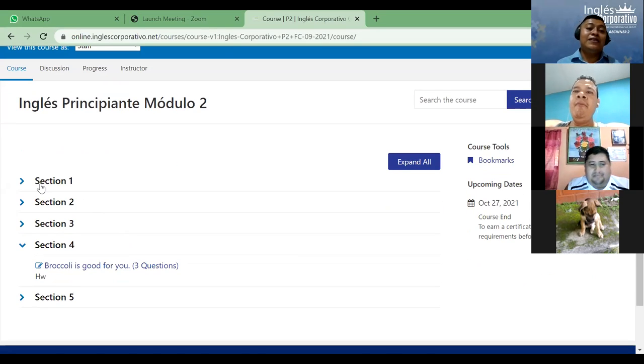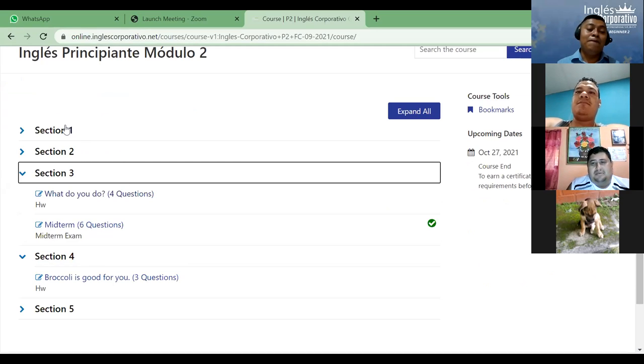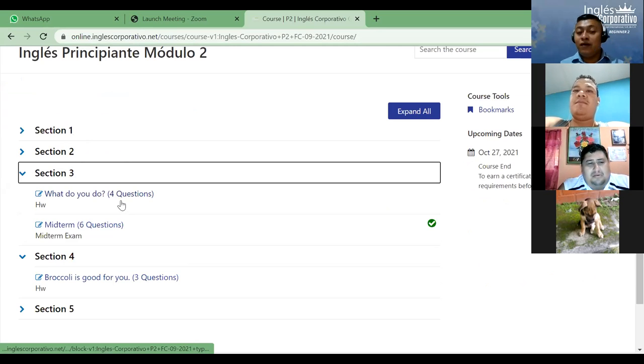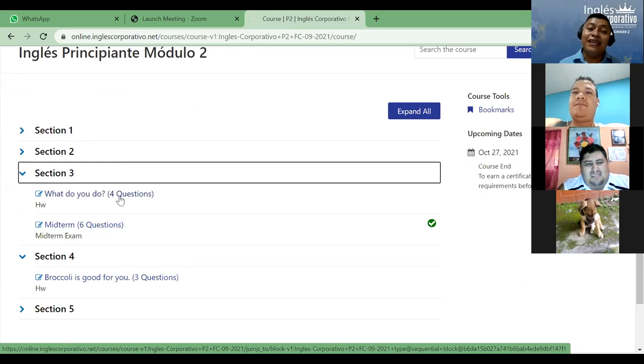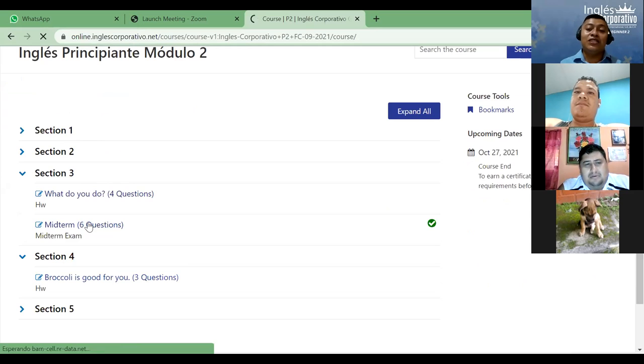So yes. So in the midterm exam, we have been evaluating section 1, section 2, and section 3. Some topics we studied in this section. Los temas que estudiamos en estas tres secciones. And the midterm in this case has 6 questions. We are going to see them.